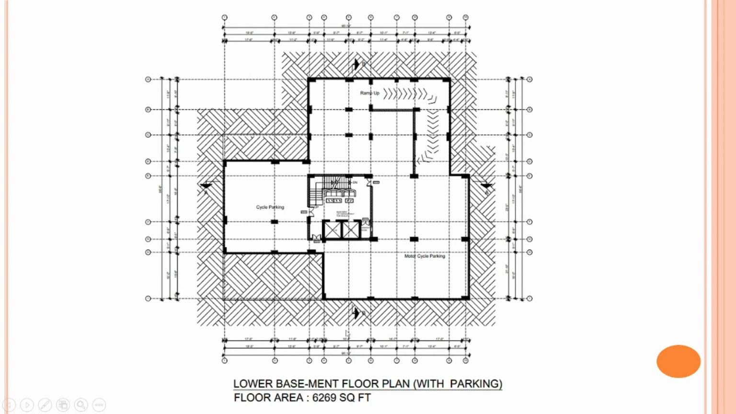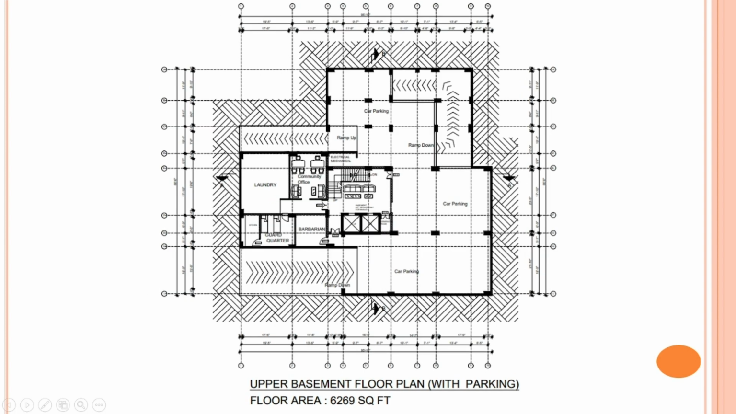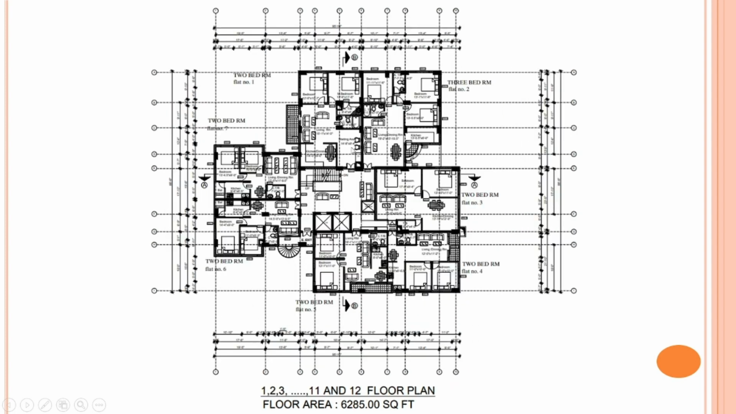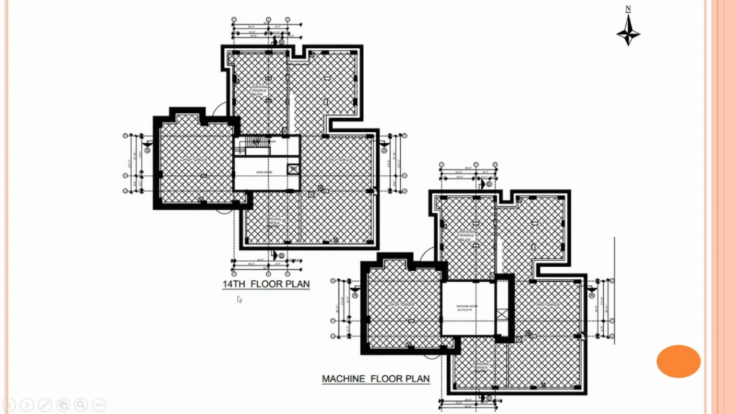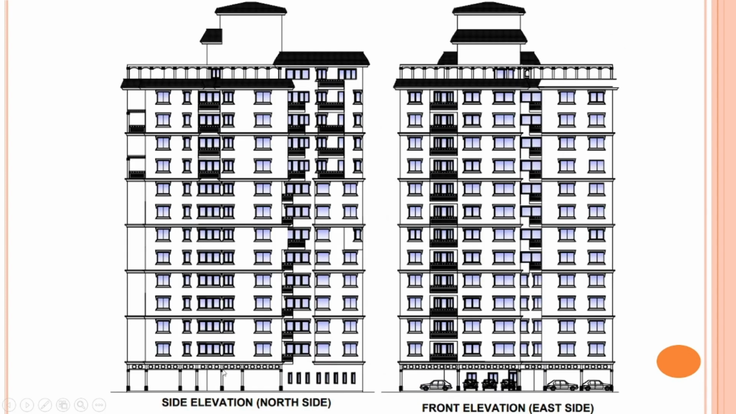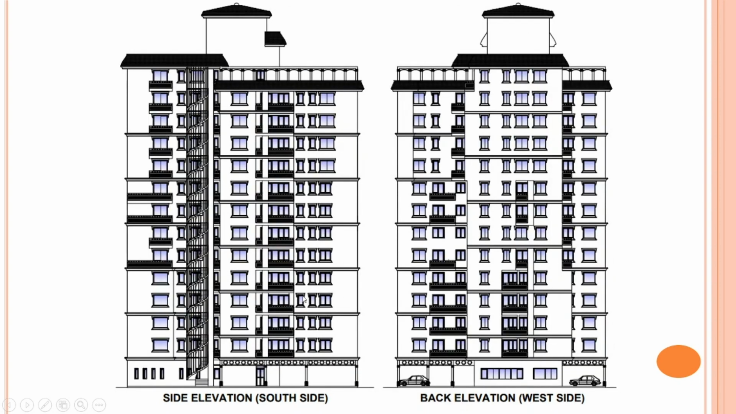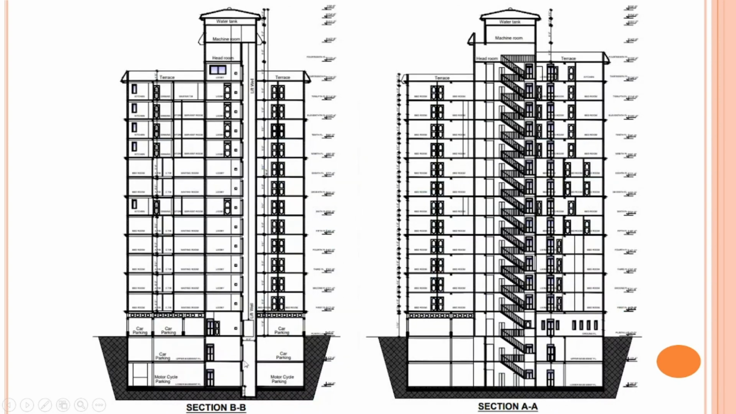These are the plans: the lower basement plan, the upper basement plan, the ground floor, and similar ones you have to include. The first to second floors are similar, that's why it's similar, and the third floor plan is different, that's why there are separate plans. And the elevations, the side elevations, north side, all four side elevations you have to discuss. And the sections you also have to present.